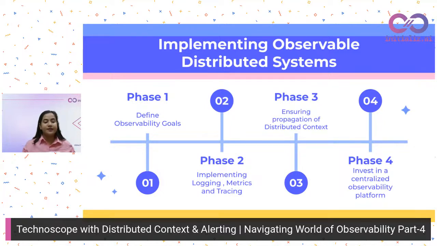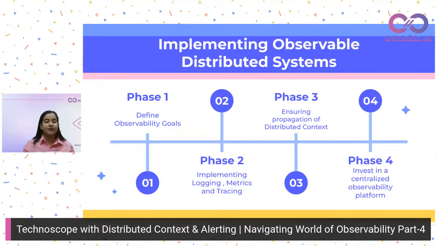The second step is, of course, logging, metrics, and tracing. We talked about it in our last session. That was the purpose of defining them earlier. So you are familiar with it and you have the tools in your hands. So you can implement it if you have a distributed system at this step.